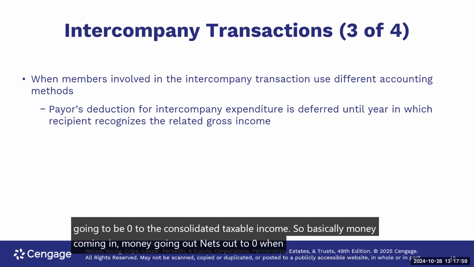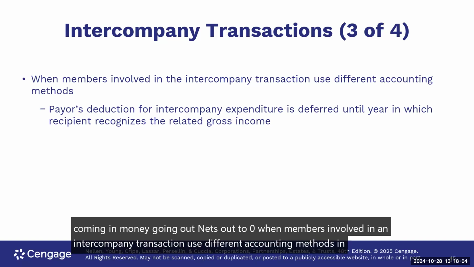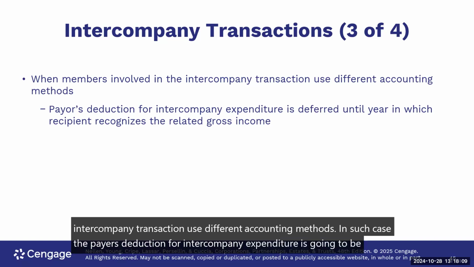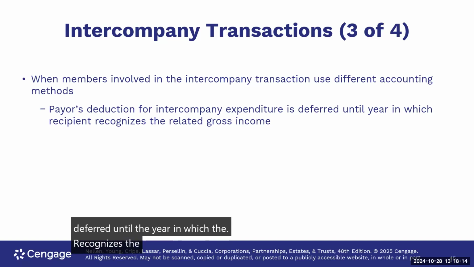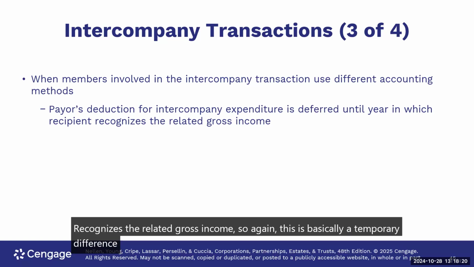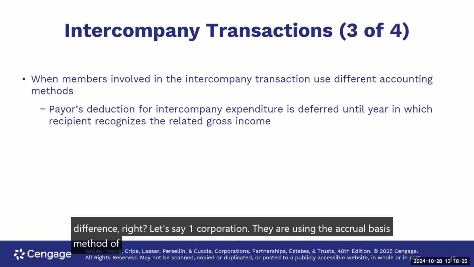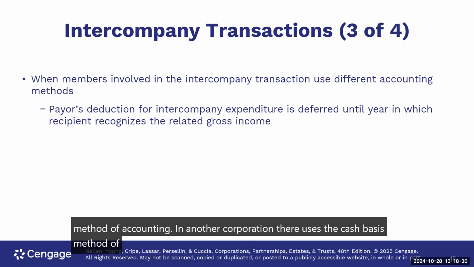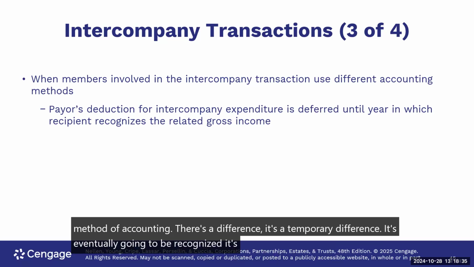When members involved in an intercompany transaction use different accounting methods, the payer's deduction for the intercompany expenditure is going to be deferred until the year in which the recipient recognizes the related gross income. So again, this is basically a temporary difference. Let's say one corporation is using the accrual basis method of accounting, and another corporation is using the cash basis method of accounting. There's a difference. It's a temporary difference. It's eventually going to be recognized. It's just a difference in timing.